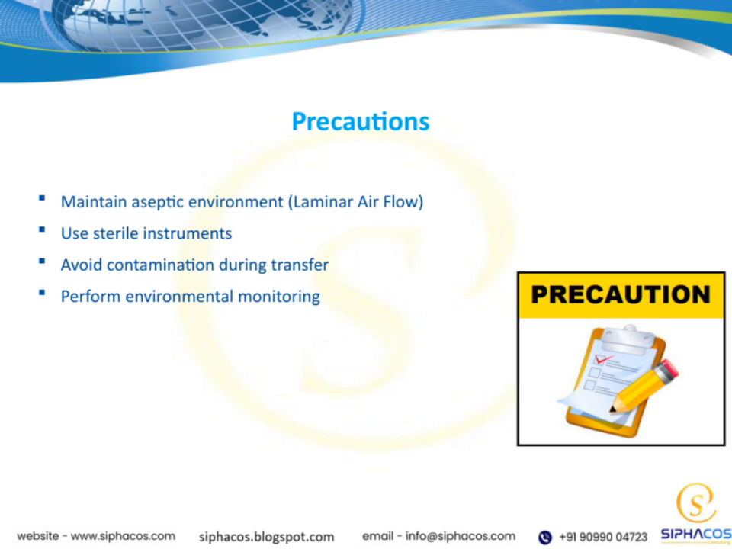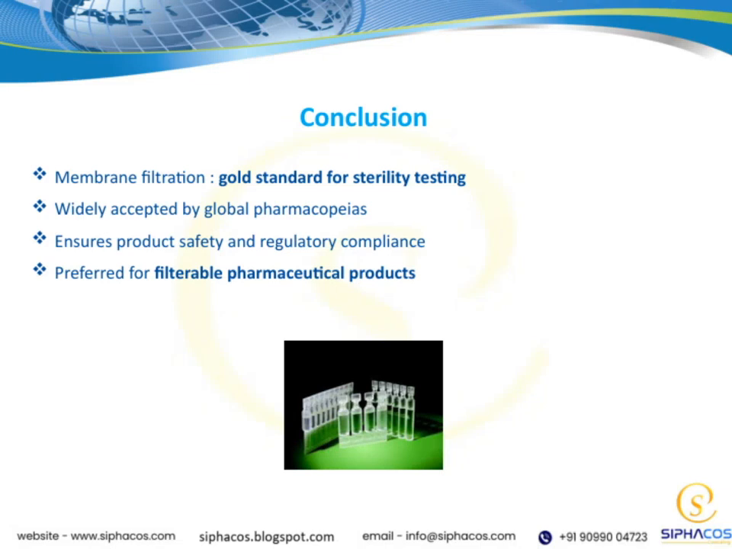Another important point is to avoid contamination during transfer. Whether you're moving materials or samples, be mindful of how you handle them to keep everything as clean as possible. And finally, performing environmental monitoring is essential. Regular checks help us ensure that our environment remains sterile and that our precautions are working effectively. All these steps tie back to our overall goal: maintaining a safe, sterile environment to achieve optimal results and prevent any potential complications. Let's wrap up with the conclusion.